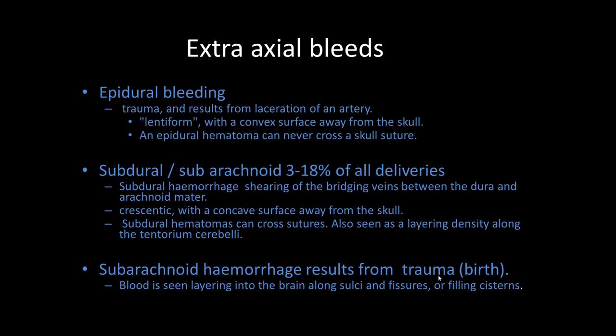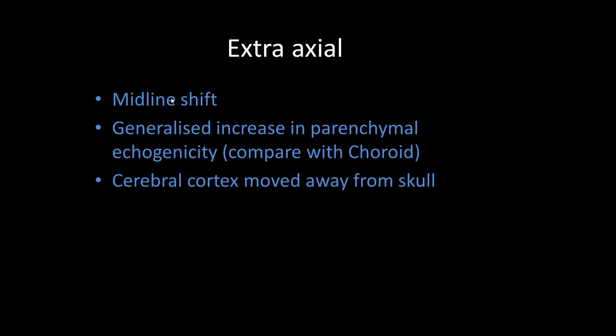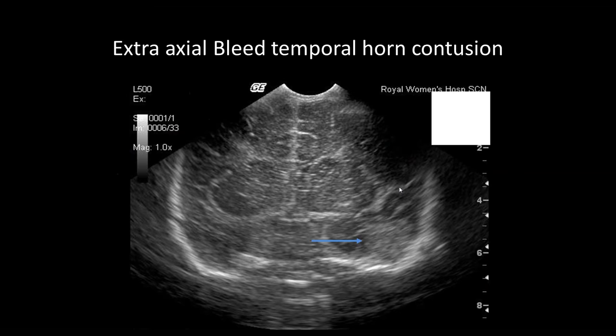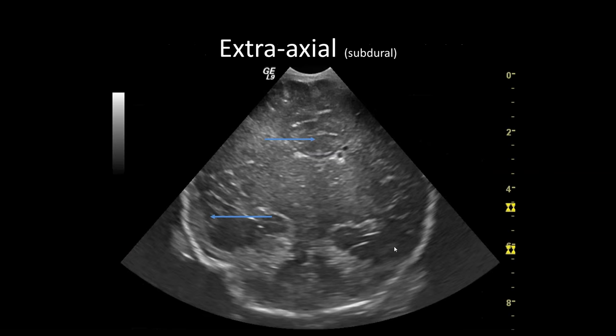Okay, I think the most important thing is to see, is there midline shift? Is there a generalized increase in echogenicity of the parenchyma suggesting that there is hypoxic injury associated with this extra-axial bleed? So things to look for. So this is an extra-axial bleed. I think it's very difficult to appreciate here, but this side is not the same as the other, and there is a hemorrhage located in the temporal horn.